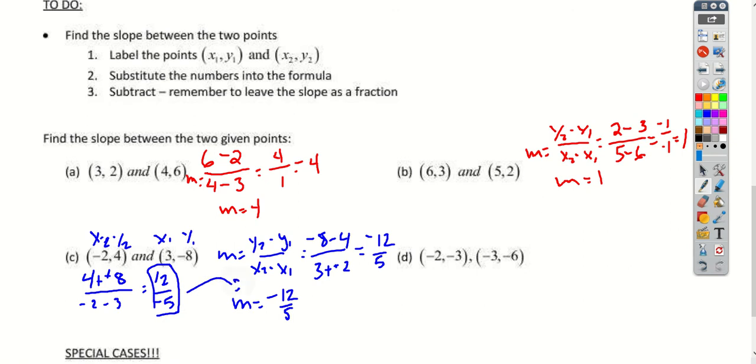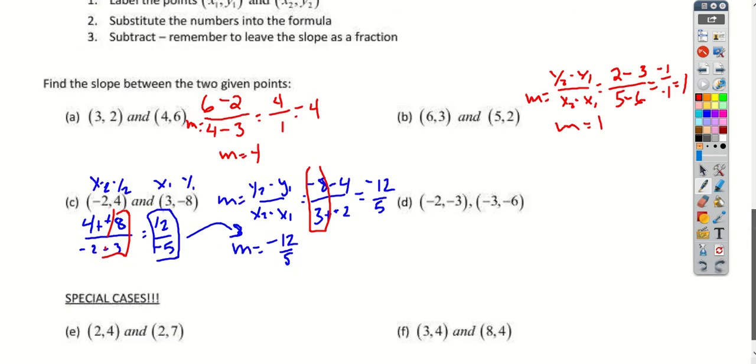So it doesn't matter which point you consider to be the point 2, as long as you're consistent, you're stacking those points. So if you notice, the 8 and negative 3 are always stacked over each other here. That's how you know you're doing your slope formula right. All right, so let's go to the last one here.